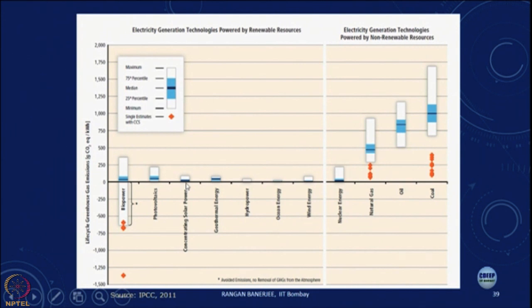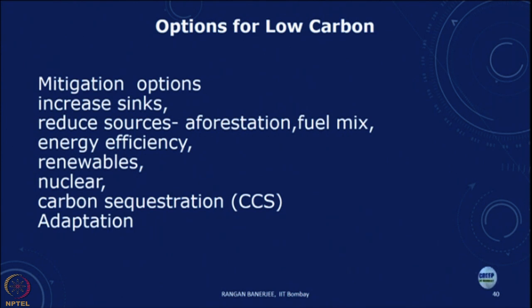So, for instance, if you look at a wind turbine, it will be the steel which is there and the CO2 emissions to produce that steel. So, when we think in terms of managing the CO2, the options that we have are to increase the sinks or reduce the sources. Increasing the sinks means we can do afforestation.